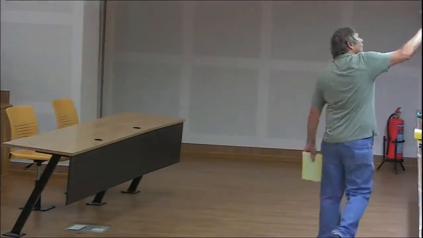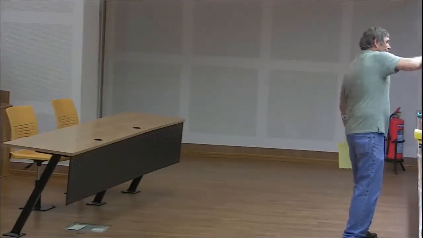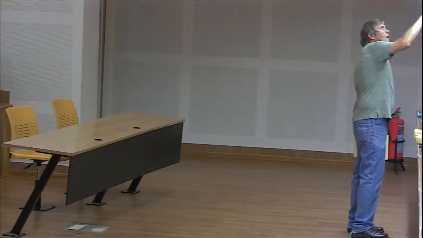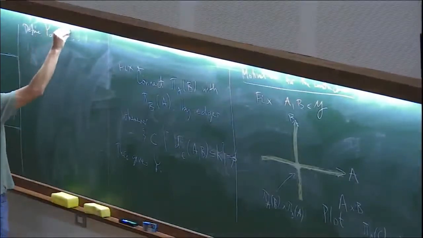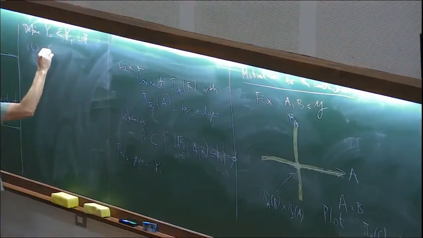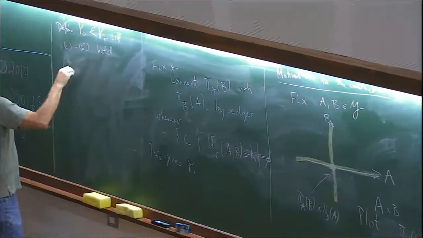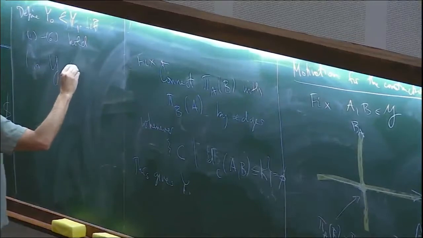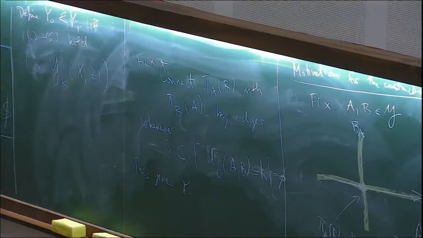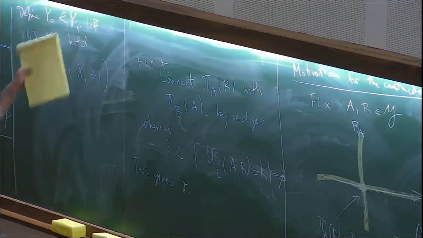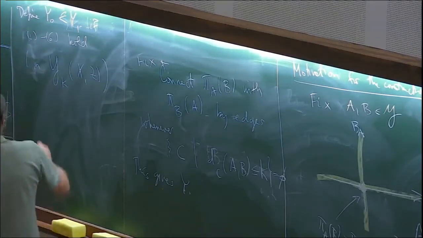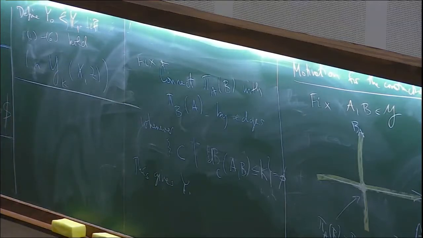So we have to prove that this defines a total order. So we're going to define the order: y0 less than y1 if 1 through 6 hold. So this is in y sub k of x z. Take two elements and I define y0 is less than y1 if any one of those six hold. And now what I have to check is that it's a total order. In other words, any two elements are comparable.